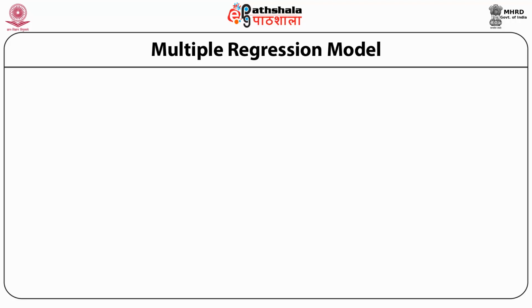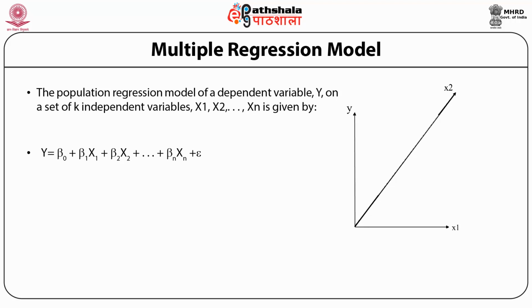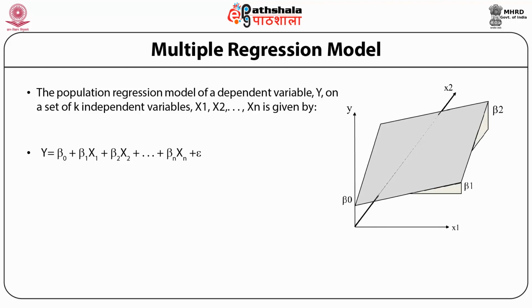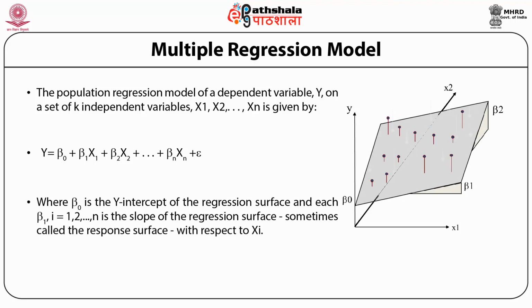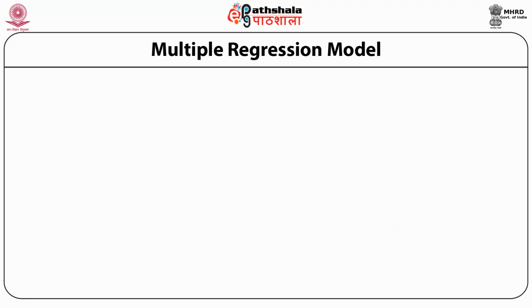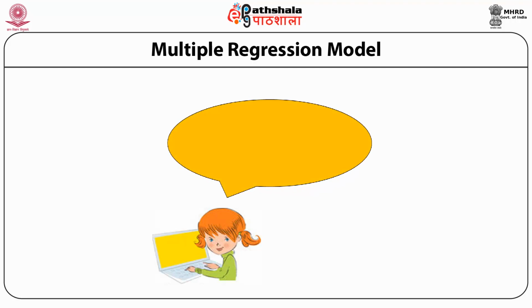In multiple regression analysis, it is good to note in the figure that here we have two or more independent variables. So in place of a regression line, here we have a regression surface that is also known as the response surface with respect to the independent variables. Now we need to think something over the regression model.